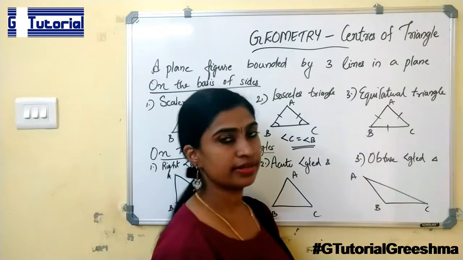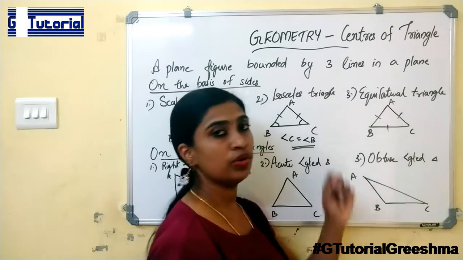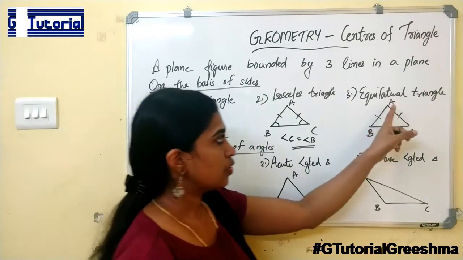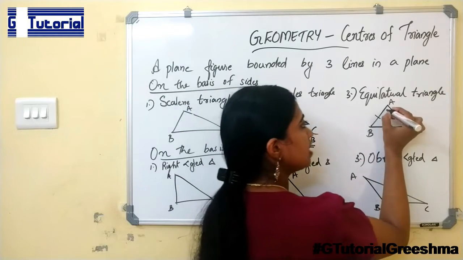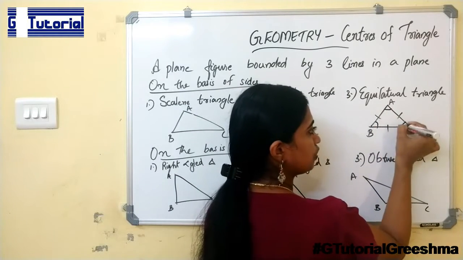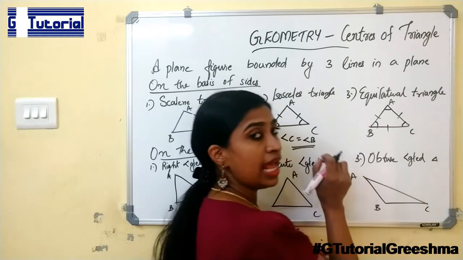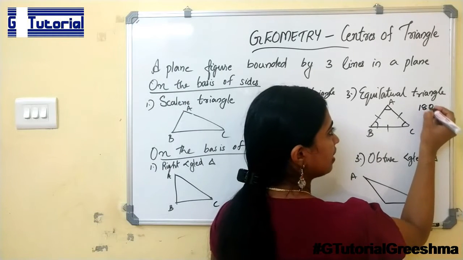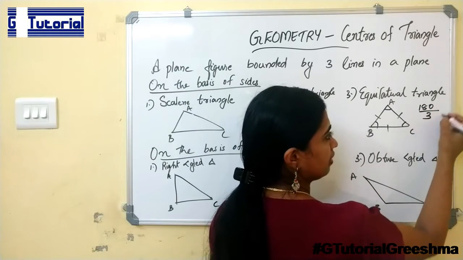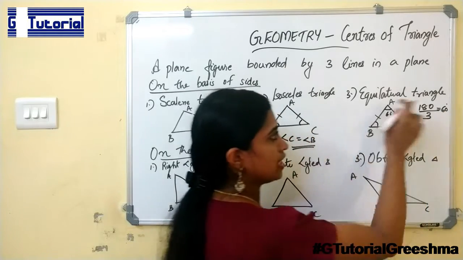Next is equilateral triangle. If all sides of the triangle are equal, then such a triangle is called equilateral triangle. So, AB is equal to AC is equal to BC. And in this case, all angles are equal. Angles opposite to equal sides are equal. Using that concept, all angles are equal. Total angle of a triangle is 180 degrees. So, each angle is equal to 180 by 3. All angles are equal. So, 180 by 3, 60 degree. Each angle is equal to 60 degree in case of an equilateral triangle.